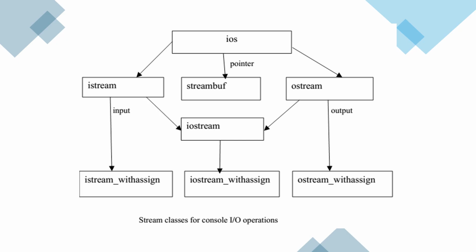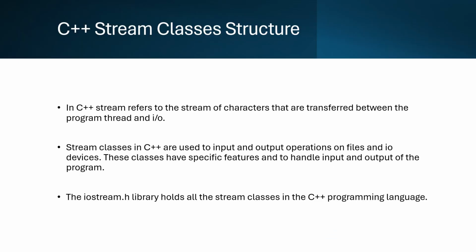So from the diagram, IOS is a header file, that is a base class, and all the other classes get inherited. So istream will be the input stream, and the input stream with assign classes is there. Here iostream is from the istream and ostream. That iostream will be assigned with assign, then output also with the output stream with assign. Now we can see it this way. This is the stream classes structure.